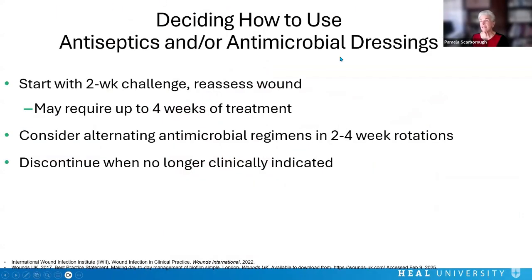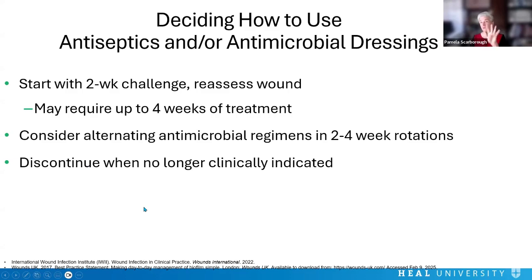So deciding how to use antiseptics and antimicrobials, you're going to start with a 2-week challenge. You're going to use these antimicrobials for maybe 2 weeks, and then you're going to come back and reassess. It could require up to 4 weeks. So you go back, you do 2 weeks, maybe it's just moving a little bit. So let's do more debridement. Let's make sure they have good nutrition and hydration on board, looking at the host factors, and then maybe do 2 more weeks. So I wouldn't do more than 4 with topicals without a good reason.